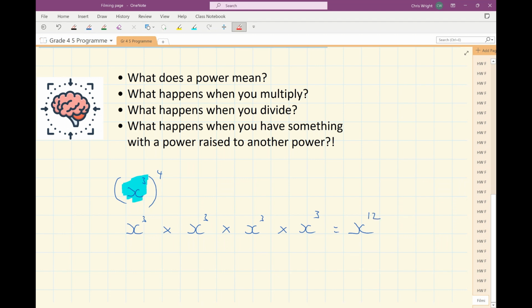So you can see what's happened here is that I've had x to the power of 3, and that's been raised to the power of 4, and I've ended up with x to the power of 12. So the rule, when you have something with a power raised to another power, is that you multiply those two powers. So x to the power of 3 raised to the power of 4 is x to the power of 12. So that is what a power means, what happens when you multiply expressions with powers, what happens when you divide expressions with powers, and what happens when you have an expression involving a power which is raised to another power.